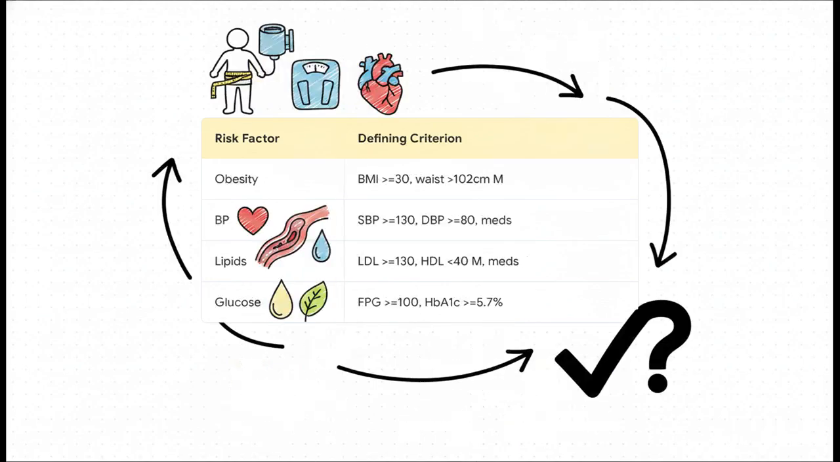Got it? Let's keep that momentum rolling right into the metabolic numbers. Obesity is the BMI of exactly 30 or higher, or a waist circumference over 102 centimeters for men and 88 for women.